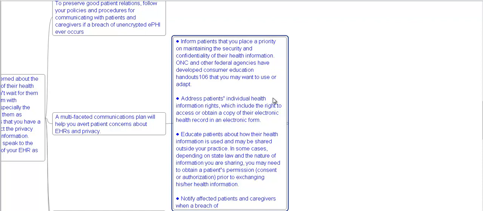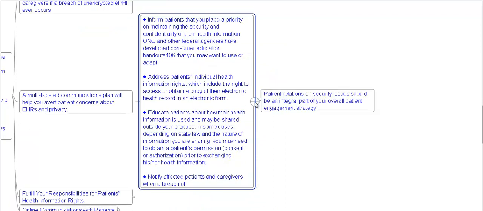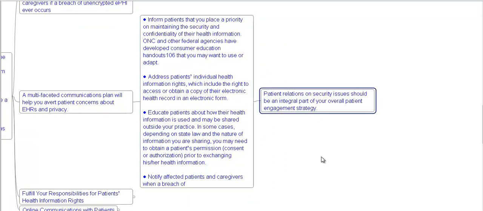Address patients' individual health information rights, which include the right to access or obtain a copy of their electronic health record in electronic form. Educate patients about how their health information is used and may be shared outside your practice. In some cases, depending on state law and the nature of information you are sharing, you may need to obtain a patient's permission, consent, or authorization prior to exchanging his or her health information. Notify affected patients and caregivers when a breach occurs. Patient relations on security issues should be an integral part of your overall patient engagement strategy.